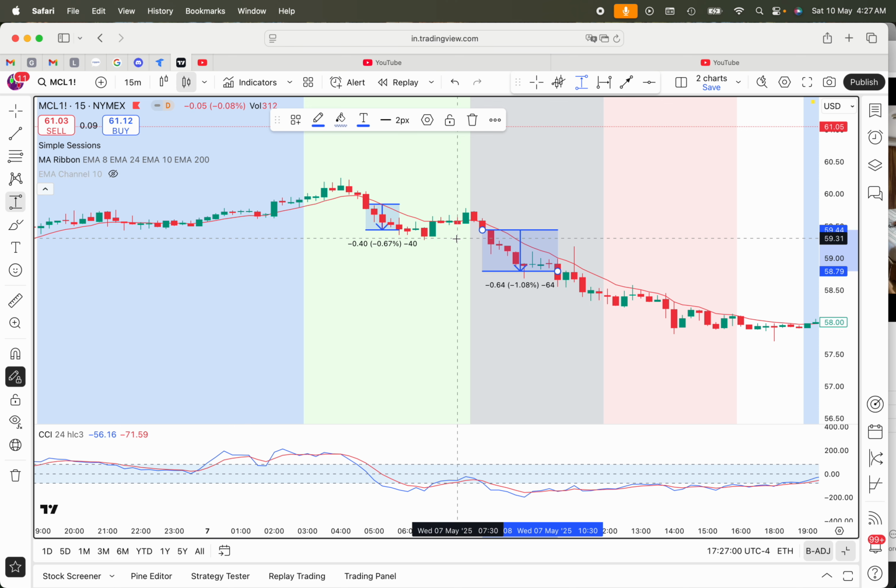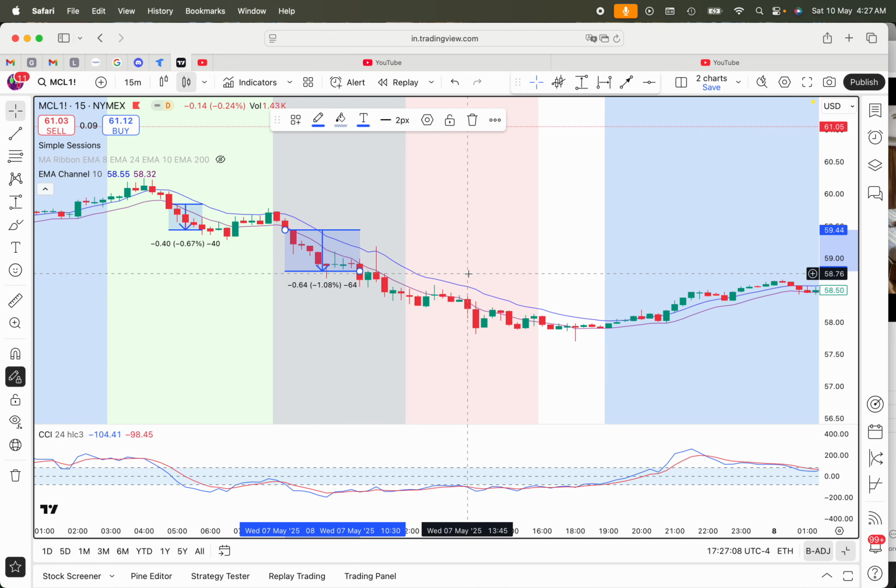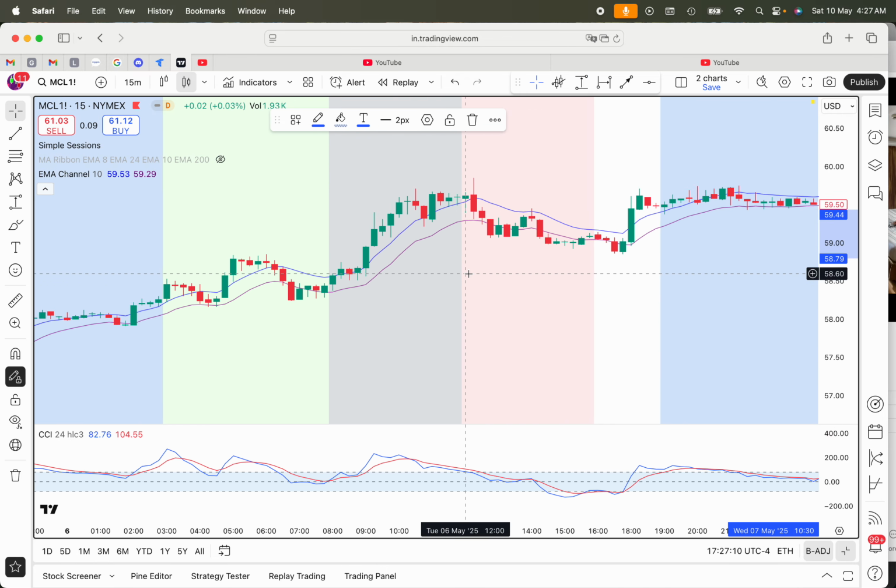Can you see it? I don't know, I find it a lot easier actually to be able to look at the patterns.